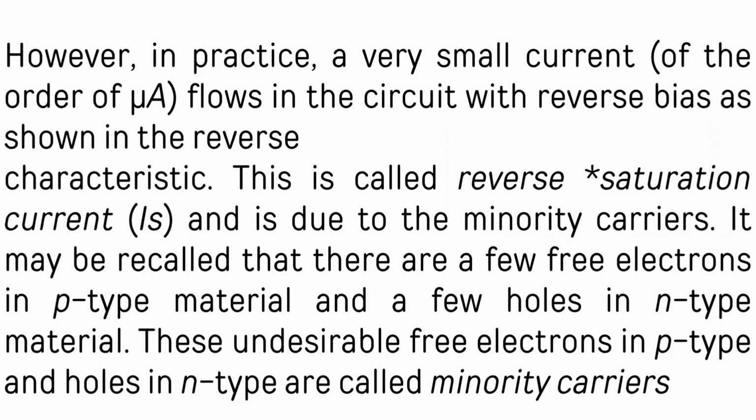However, in practice, a small current of the order of microamperes flows in the circuit with reverse bias, as shown in the figure, the reverse characteristics. This is called reverse saturation current and is due to the minority charge carriers. It may be recalled that there are a few free electrons in p-type material and a few holes in n-type material. These undesirable free electrons in p-type and holes in n-type material are called minority carriers.